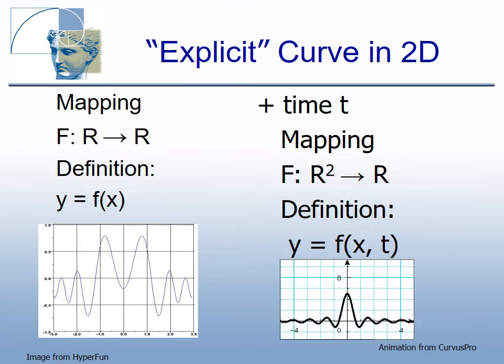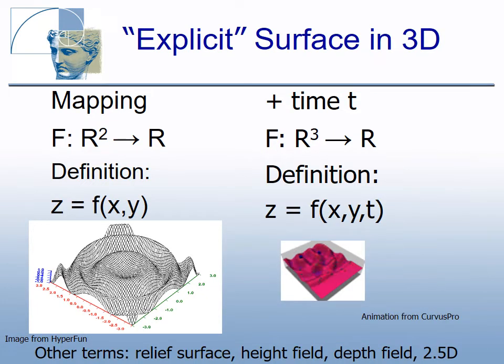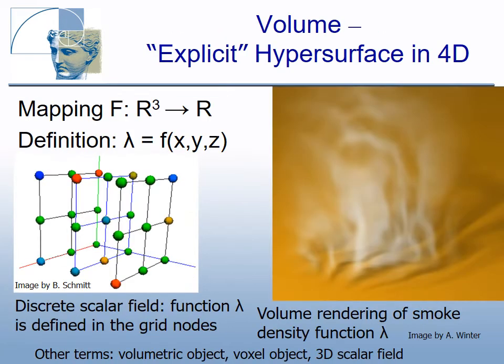Here you can see some examples of mappings. The first example is for 1D and 1D plus time. The second example is for two-dimensional space and two-dimensional space with time. There are examples of volumes.